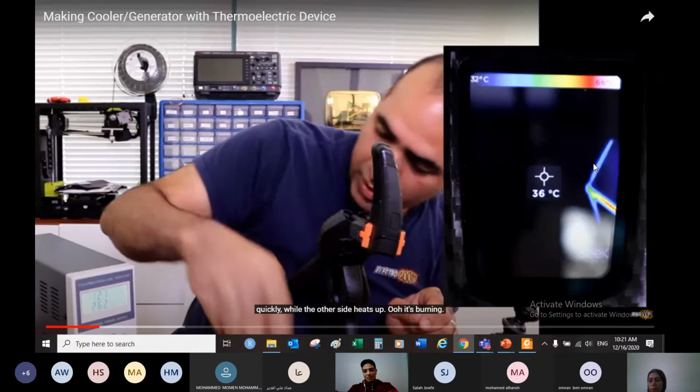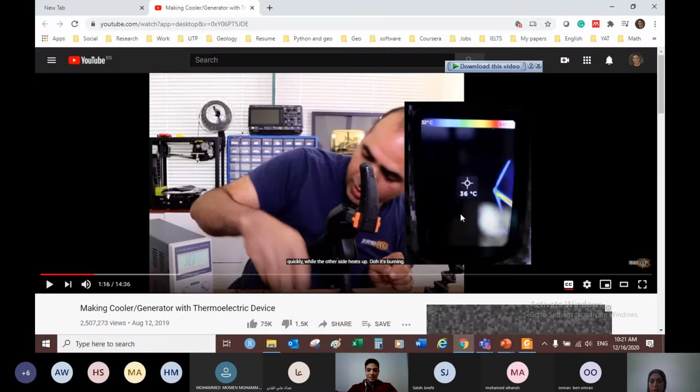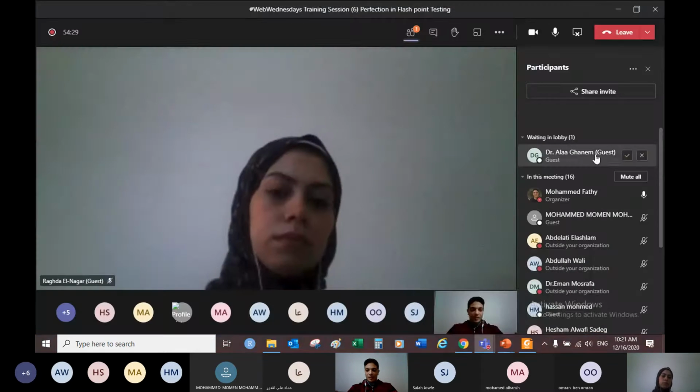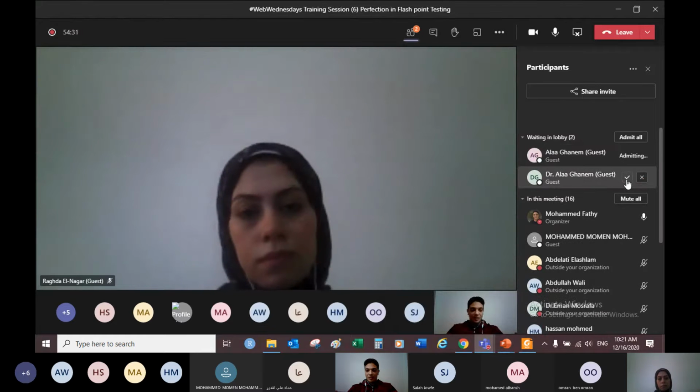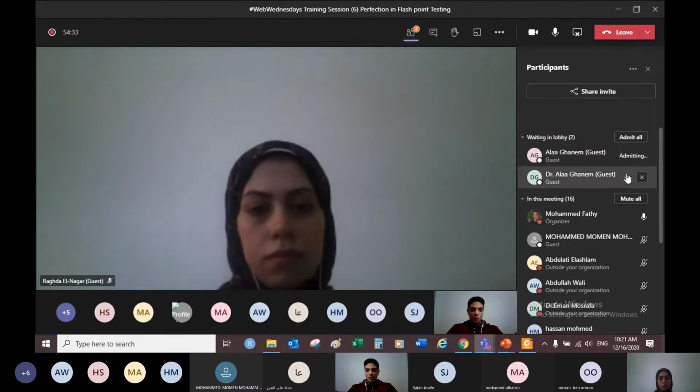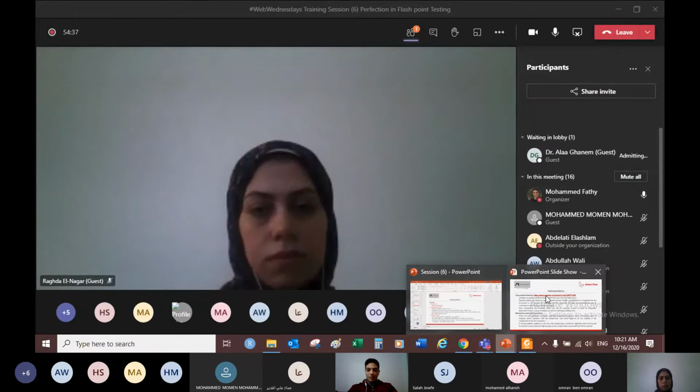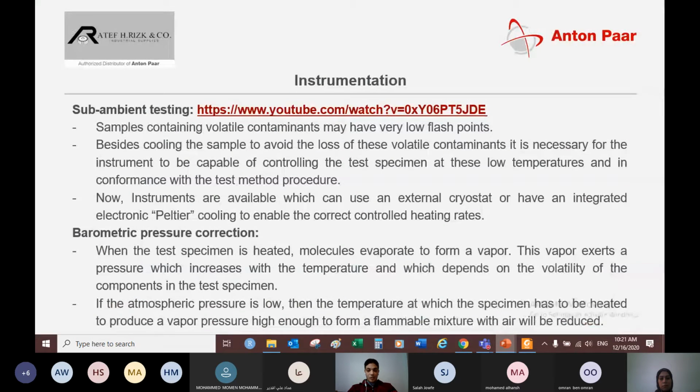As you can see, from one side it's cooling and the other side is heating. This kind of temperature controlling is a really advanced tool and is used in most Anton Paar instruments. Let's continue.